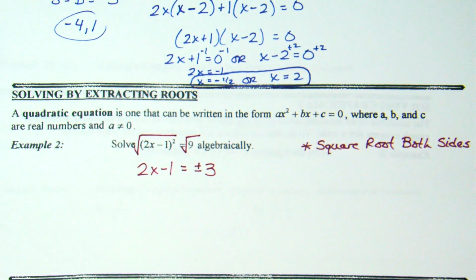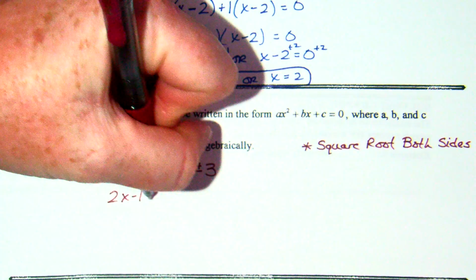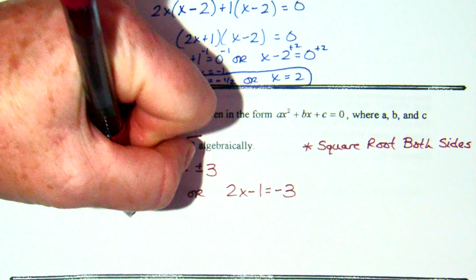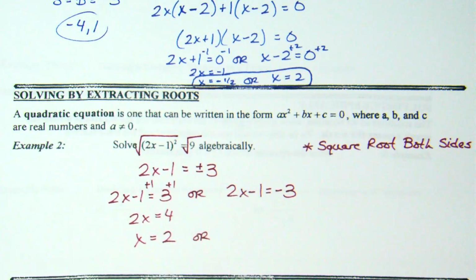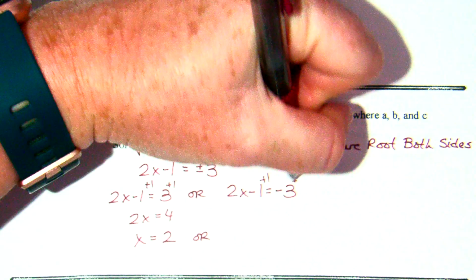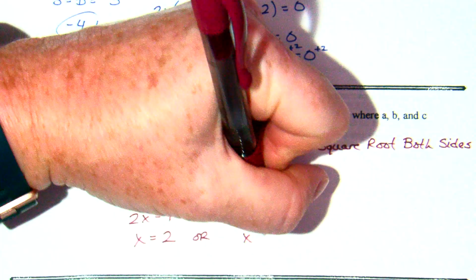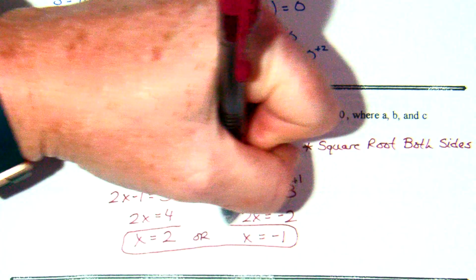Two equations, right? One equation is 2x minus 1 equals positive 3, or 2x minus 1 equals negative 3. So this works really easily when it's already in that parentheses squared type setting. You can solve these. Add 1, 2x equals 4, divide by 2, x equals 2. Or add 1, 2x equals negative 2, divide by 2, and x equals negative 1.